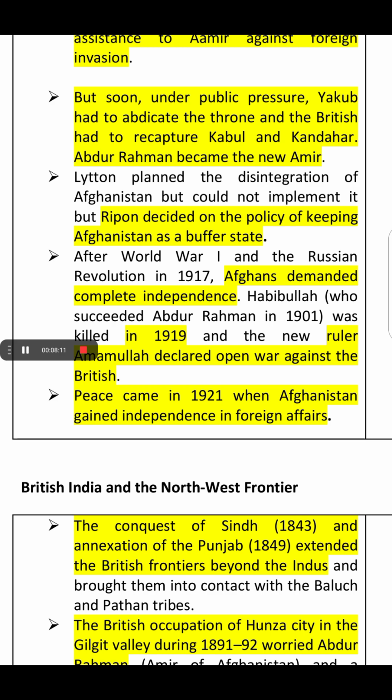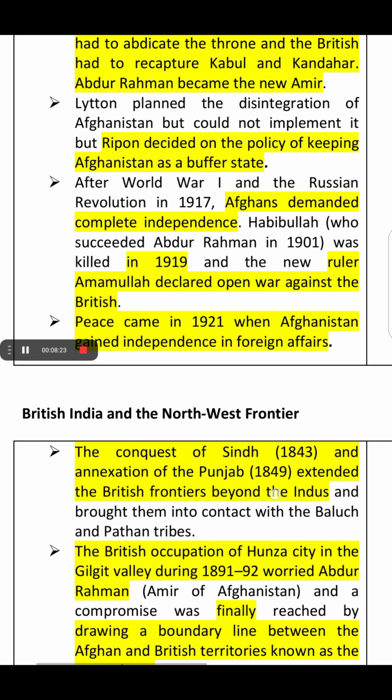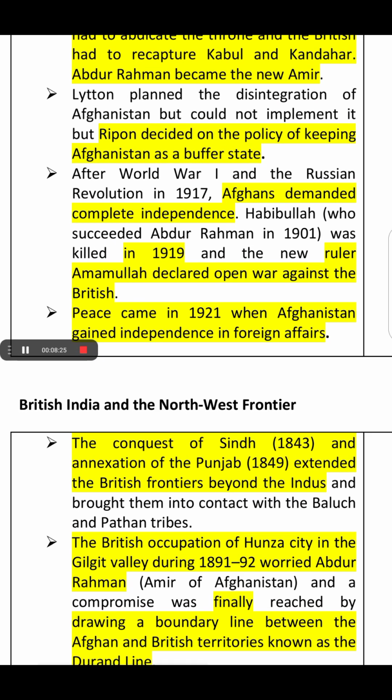But soon, under public pressure, Yaqub had to abdicate the throne, and the British had to recapture Kabul and Kandahar. Abdur Rahman became the new Amir, and Lytton planned the disintegration of Afghanistan but could not implement it. But Ripon decided on the policy of keeping Afghanistan as a buffer state.